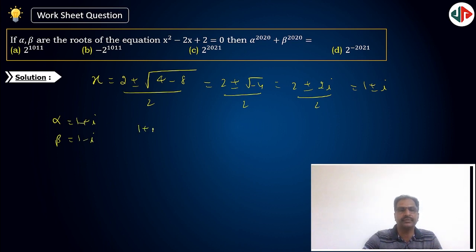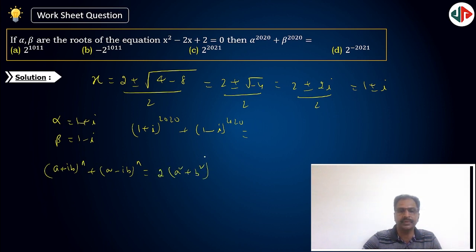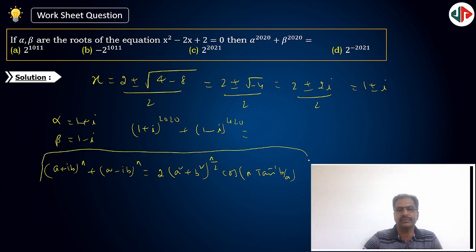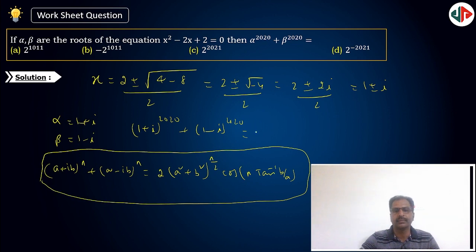Now we have to find 1 plus i whole power 2020 plus 1 minus i whole power 2020. For that there is a shortcut formula like this. A plus iB whole power n plus A minus iB whole power n is equal to 2 into A square plus B square whole power n by 2 into cos of n tan inverse B by A. This is a shortcut formula for this. For us, A and B are 1 and 1, because A plus iB is 1 plus i.